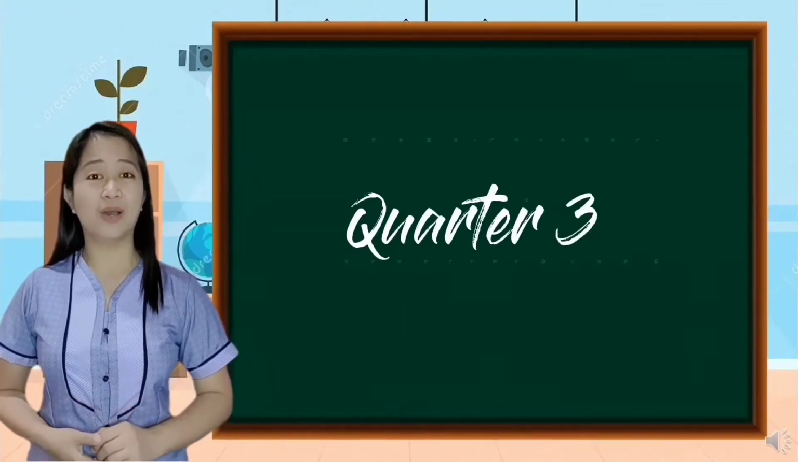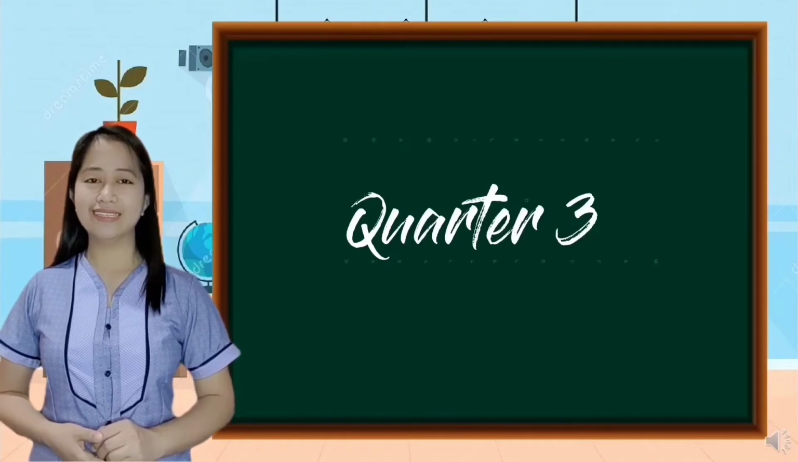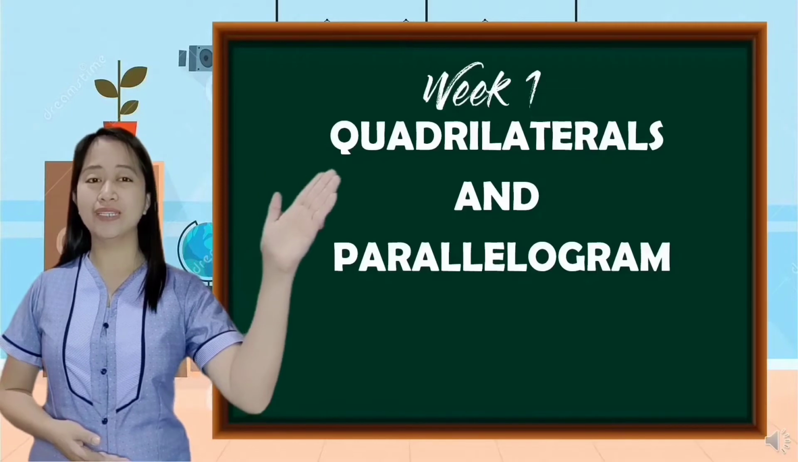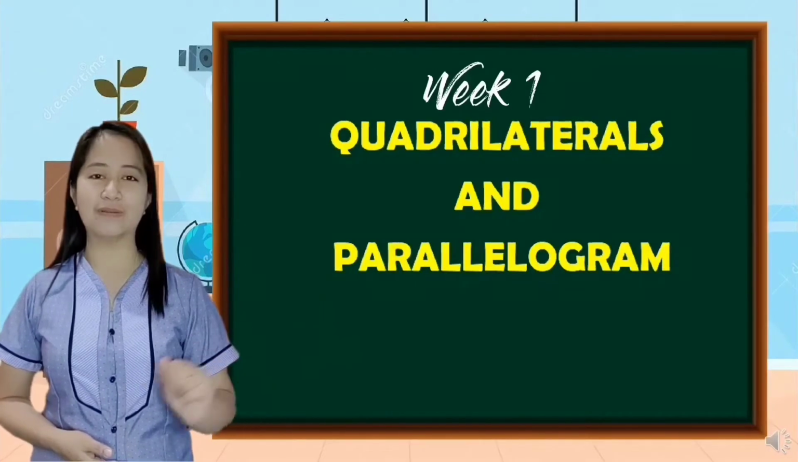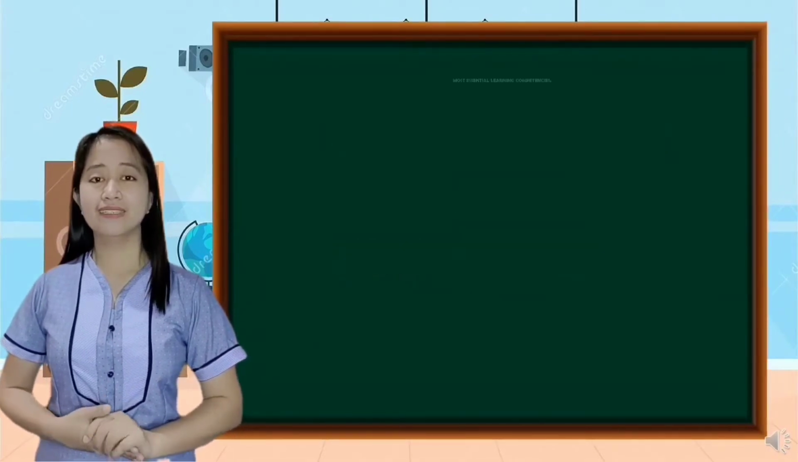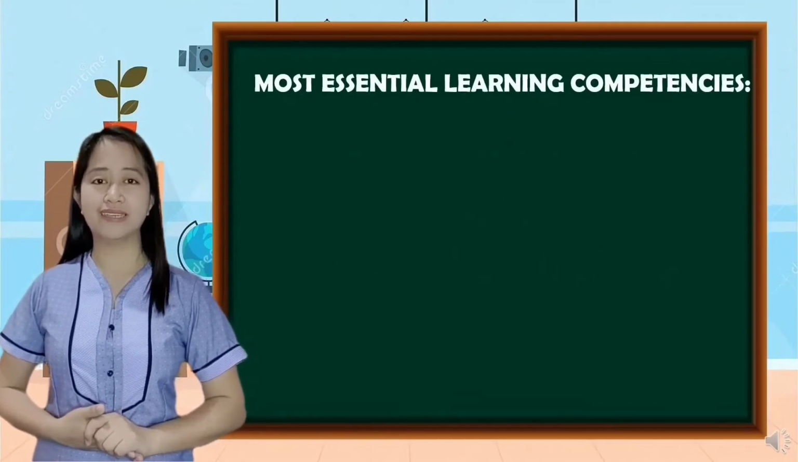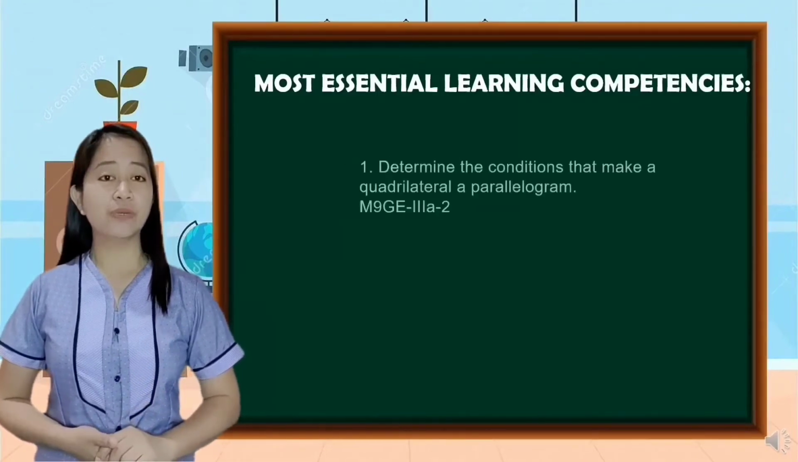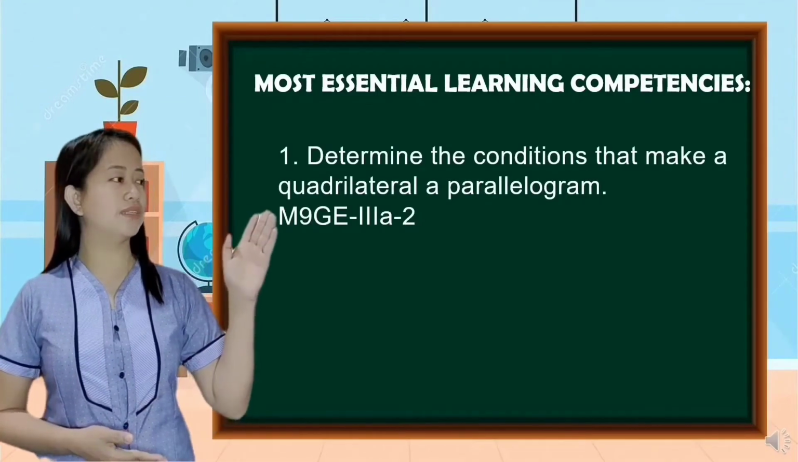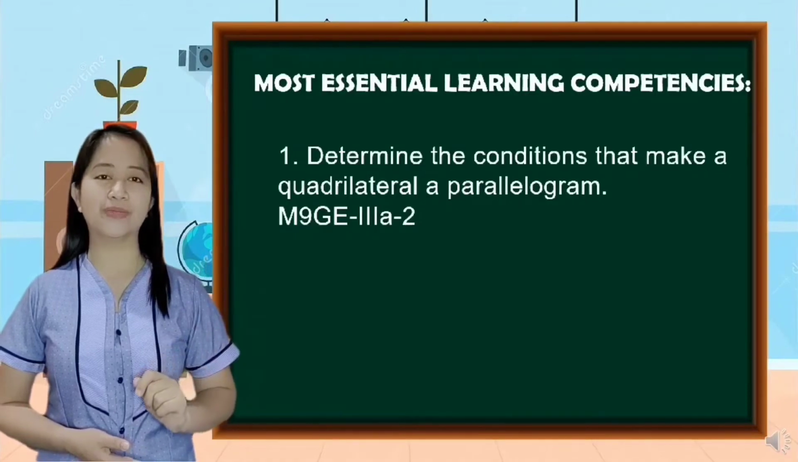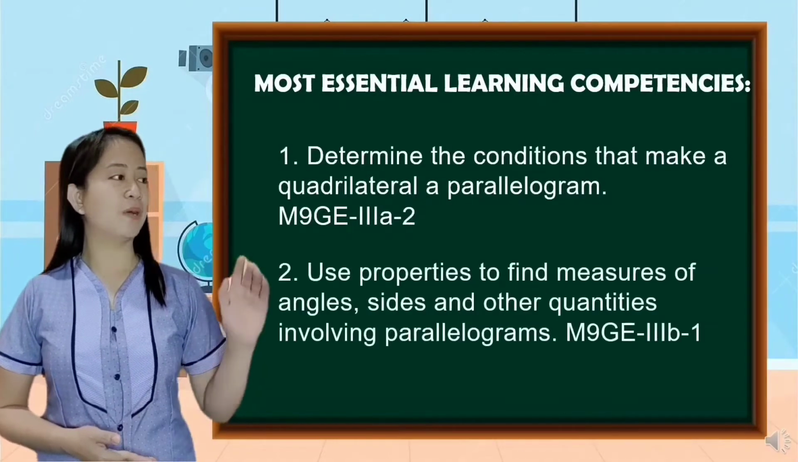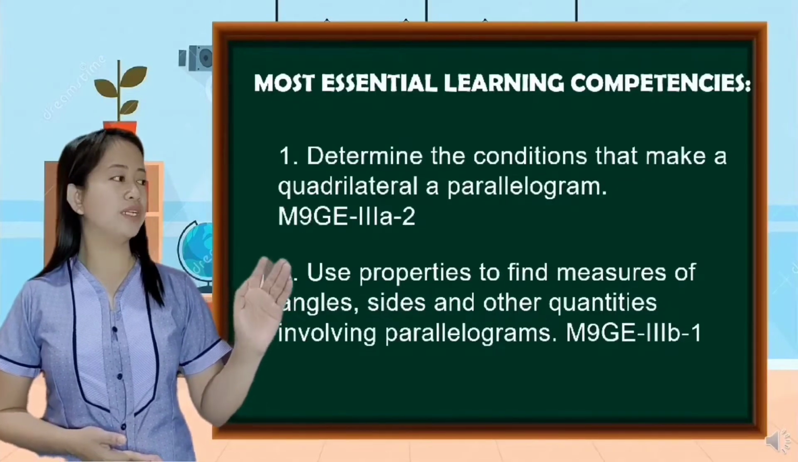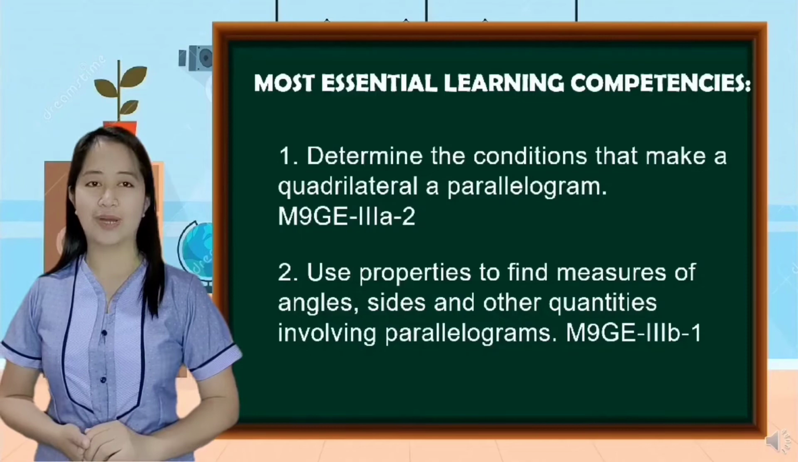We are now in our third quarter, and this session will focus on our week 1 lesson about quadrilaterals and parallelograms. In this session, we will be achieving these most essential learning competencies. First, determine the conditions that make a quadrilateral a parallelogram. And second, use properties to find measures of angles, sides, and other quantities involving parallelograms.